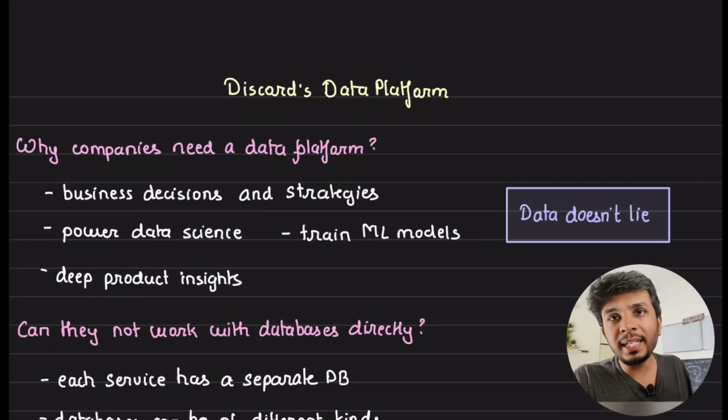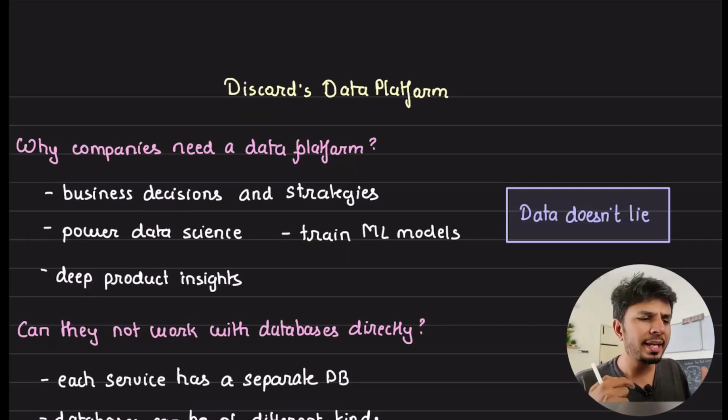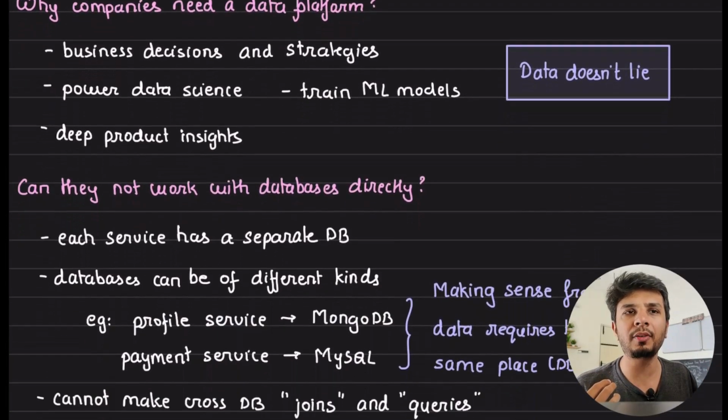So a company typically needs a data platform for their business decisions and strategies, to power data science, train ML models, and generate deep product insights that make their product better by the day. So can they not directly work with a database? Why do they even need a data platform in the first place?